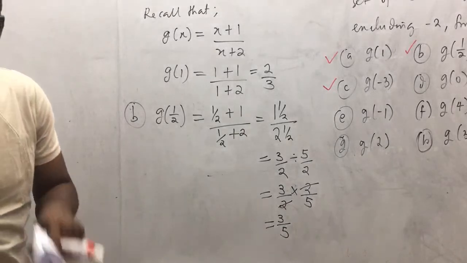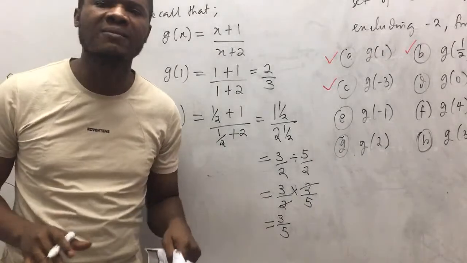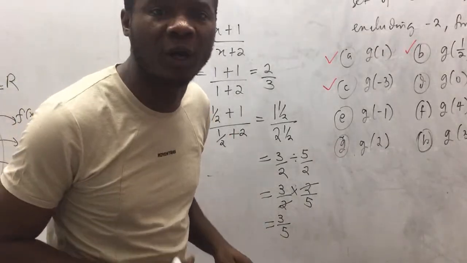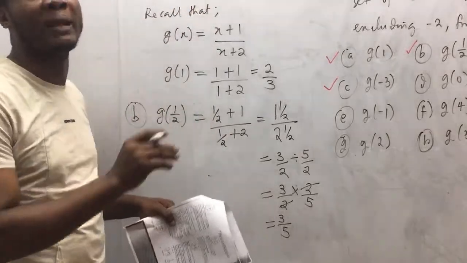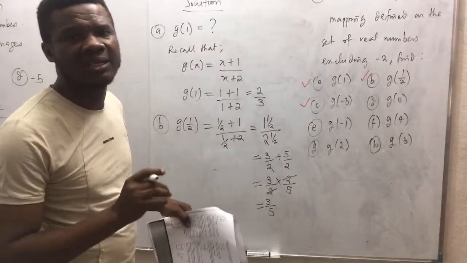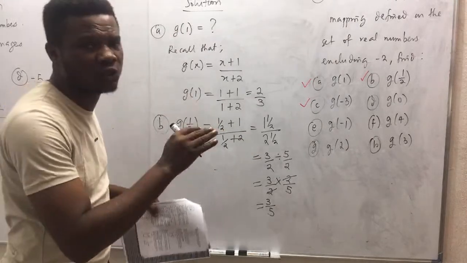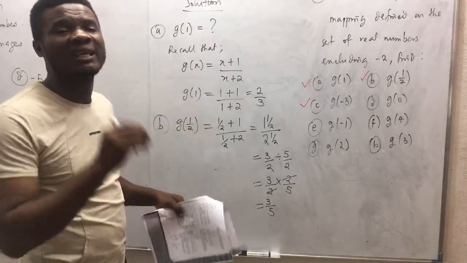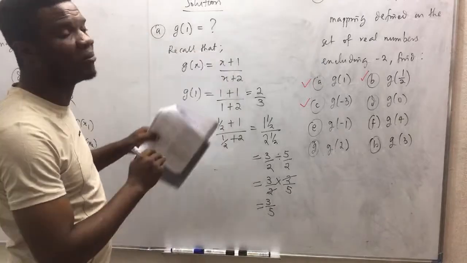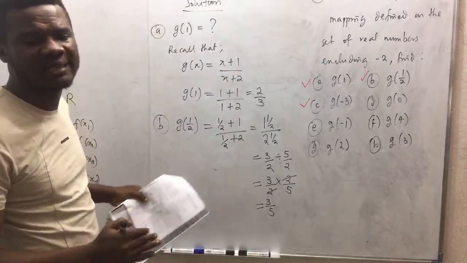So what is the idea for solving this problem, guys? The idea for solving this kind of problem is simply to replace x with what is given to you in the function. If you replace x with the given value at any instance, you simplify to get your result. So it is that simple.